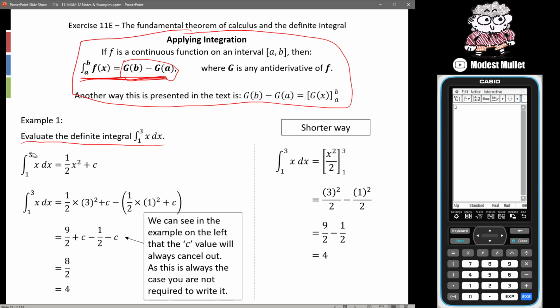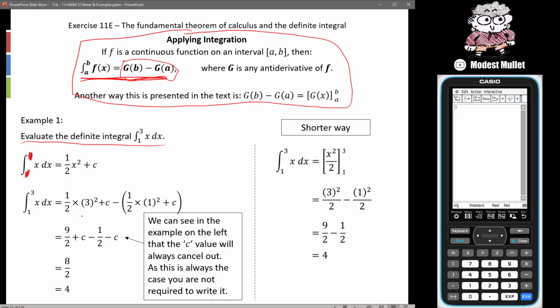So first off, and let's change this, this technically shouldn't be there. Okay, let's first off find the antiderivative. What is just the antiderivative of x? Well, the antiderivative of x turns out to be half x squared plus c by just adding 1 to the power and then dividing by the new power. That's the antiderivative.